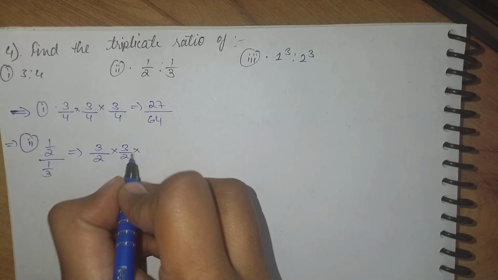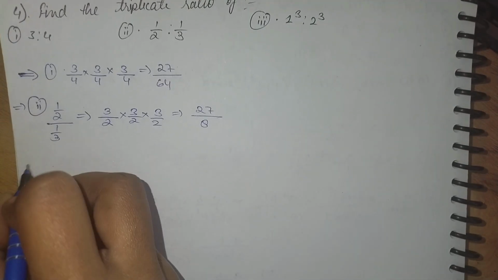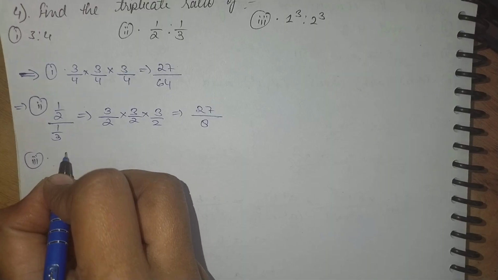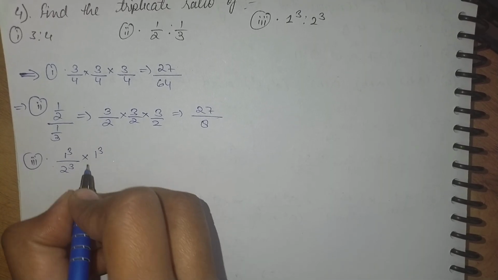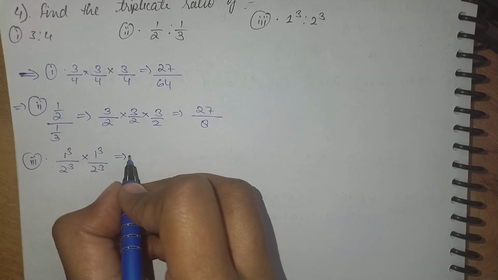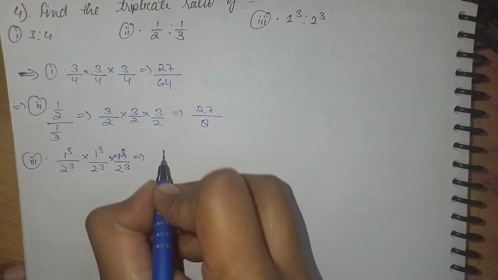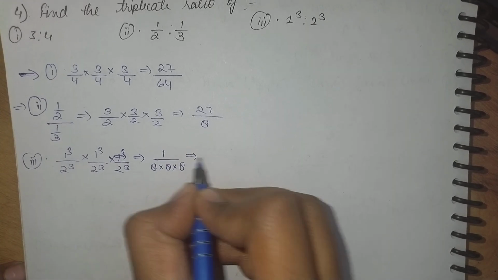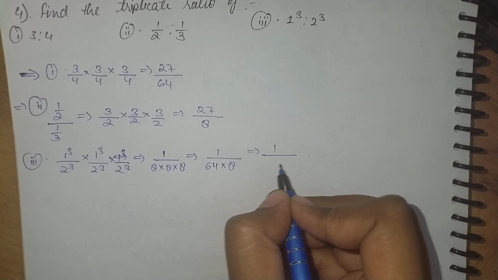Into 3 by 2, into 3 by 2, the triplicate ratio again here is 27 by 8. Now the third part, if we write for that, is 1 ka cube by 2 ka cube. So it will become 1 cube upon 2 cube. We will make it triplicate only, so 3 times we have to multiply, 1 cube by 2 cube. We will get 1, and here this will become 8 into 8 into 8 this side. So it will become 64 into 8, and we will get 1 by 32 this side.